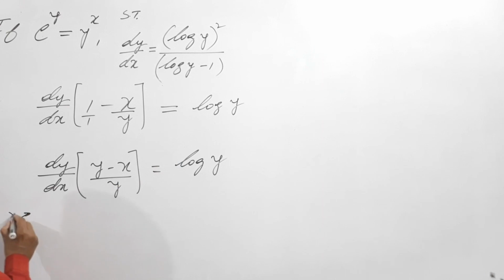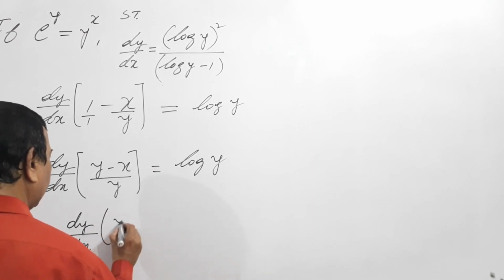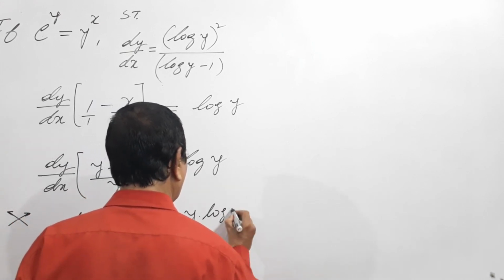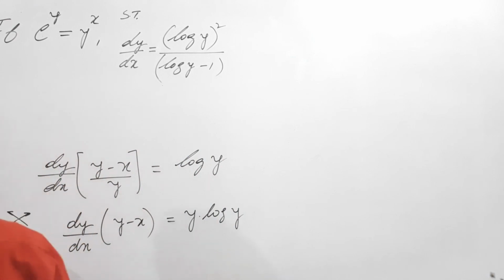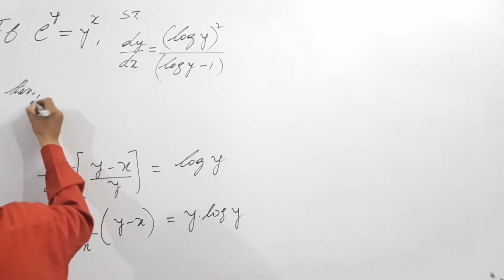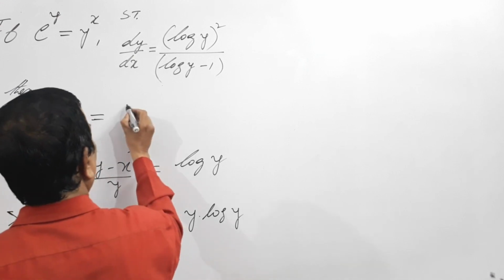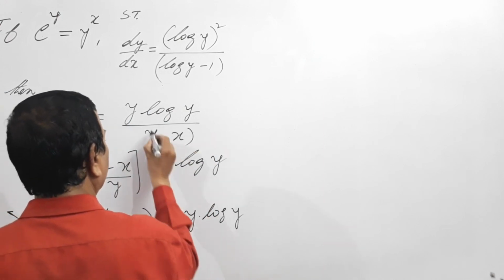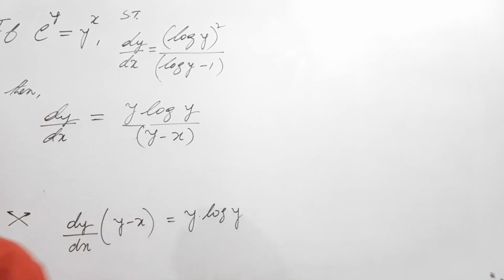So I cross multiply: dy by dx into (y − x) equals y into log y, or dy by dx will be, this will go to the denominator, then dy by dx equals y log y divided by (y − x). I will rub this. y minus x.